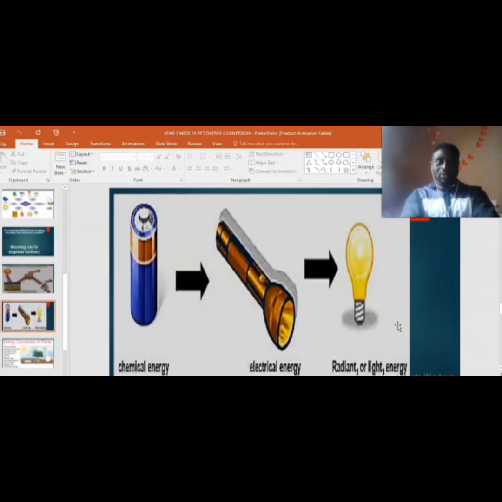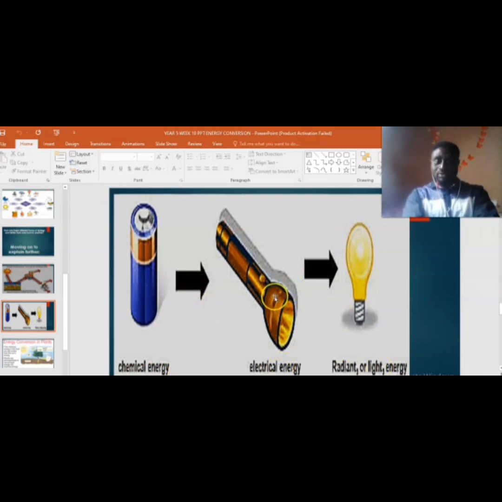Okay, look at this picture. Here is a battery or a cell, as the case may be. And in a cell, we have chemical energy stored in it in the form of the lead and the electrode that makes up the battery. Now, this cell, when it is connected in a flashlight here, the chemical energy is converted to electrical energy when we turn on the switch of the flashlight. And as soon as we turn on the switch, the light bulb here lights up, and we call that radiant or light energy. So the energy conversion here is from chemical energy to electrical energy and to light energy.